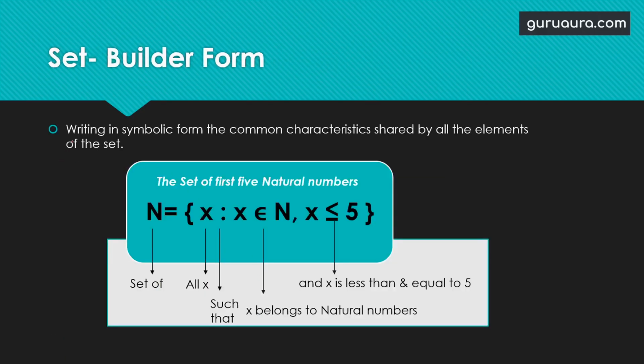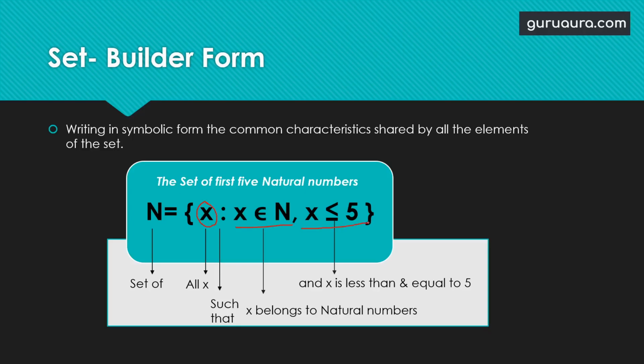In set builder form, we just describe the common characteristics shared by the members of the set in symbolic form. Let's consider the example set of first 5 natural numbers. Now, in set builder form, we can write it as, which is read as the set of all x such that x belongs to natural numbers and x is less than or equal to 5.